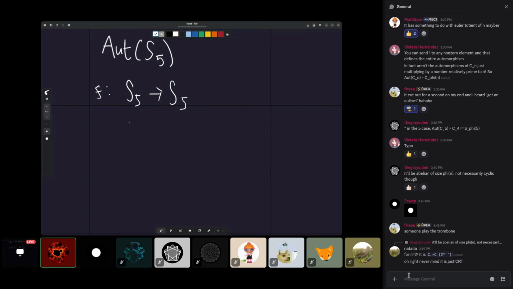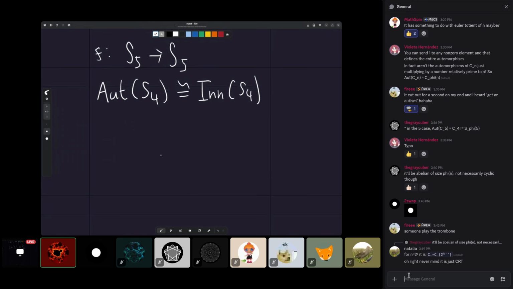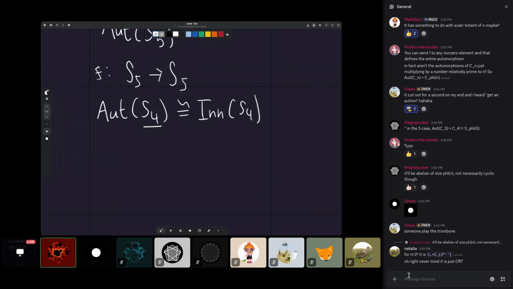So if we look at, let's show that. Let me just scroll through my notes. Let's do it for S4. So let's show that the automorphism group of S4 is no bigger than the inner automorphism group of S4. So how are we going to do this? We're going to do it by looking at conjugacy classes in S4. Let me know in the chat or say something if you don't know what a conjugacy class is.